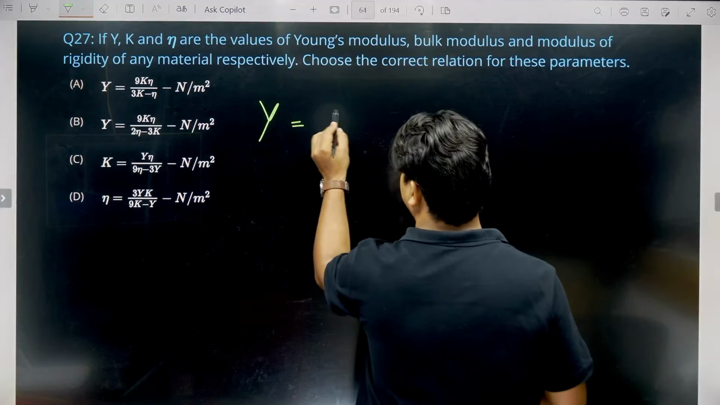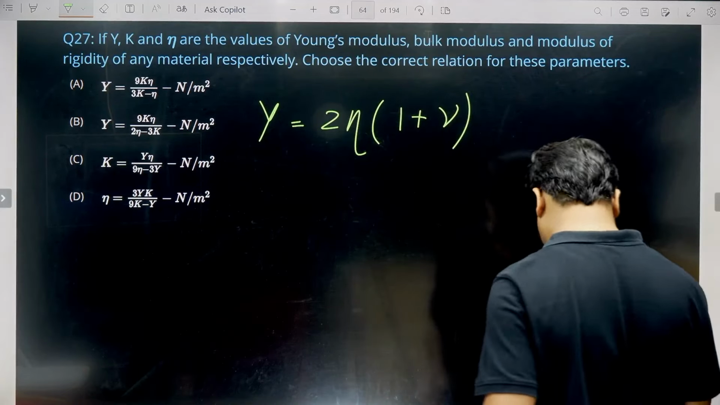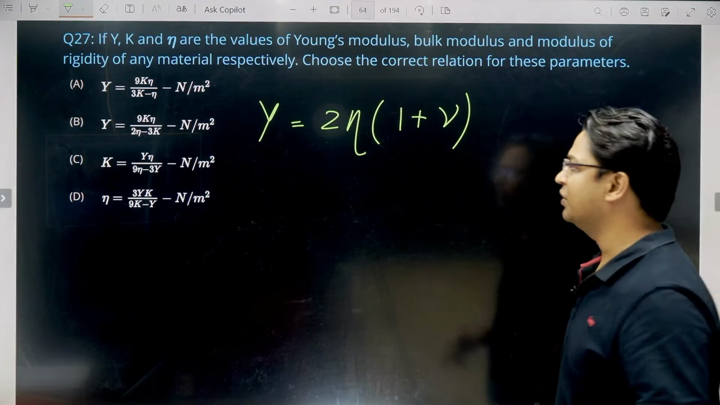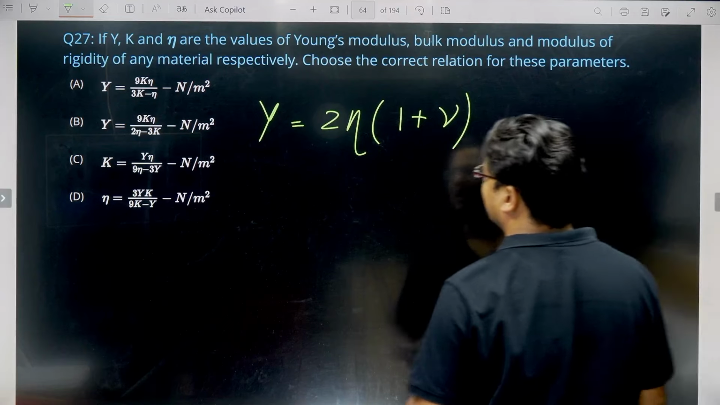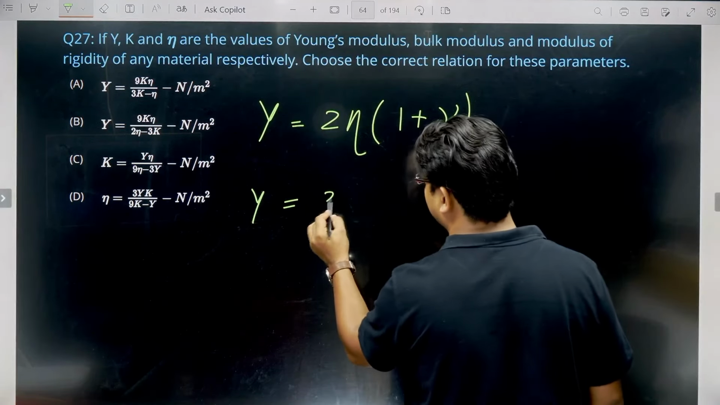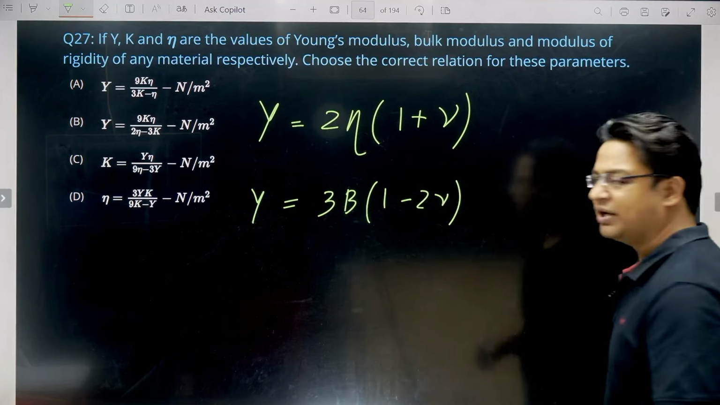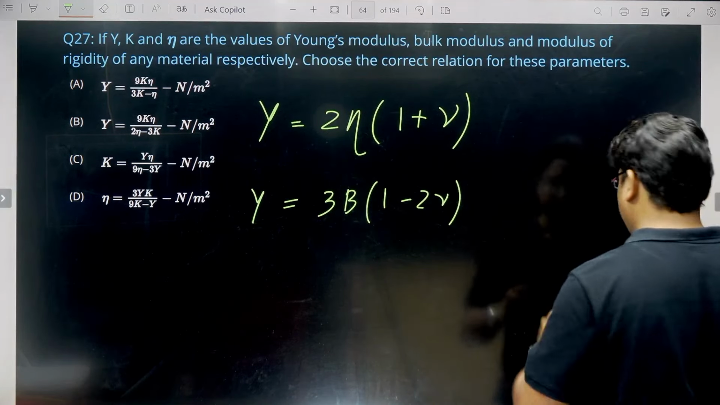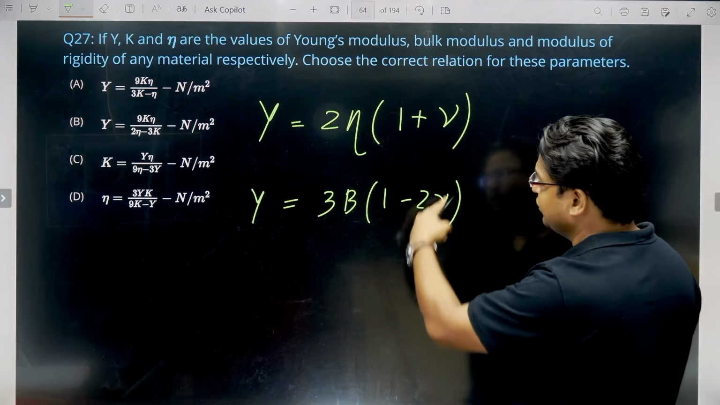So Young's modulus would be 2 times the modulus of rigidity into 1 plus the Poisson's ratio. Okay, and Young's modulus is equal to 2 times the modulus of rigidity into 1 plus Poisson's ratio. The other relation is that Young's modulus will be equal to 3 times the bulk modulus into 1 minus 2 times the Poisson's ratio. All right, so this is the other relationship that you should know. If you know these relationships, then you can work them out.